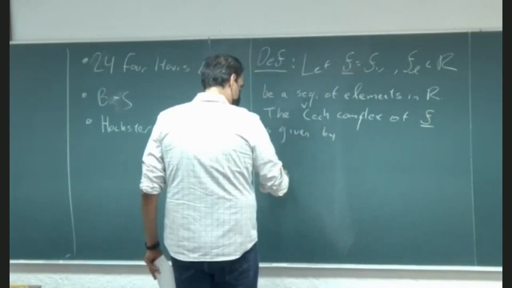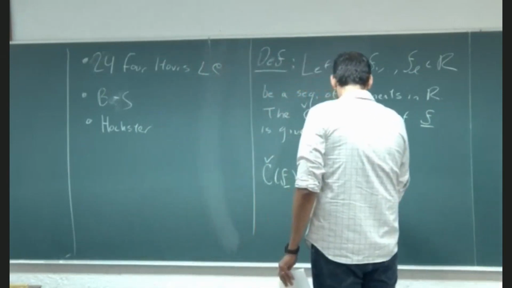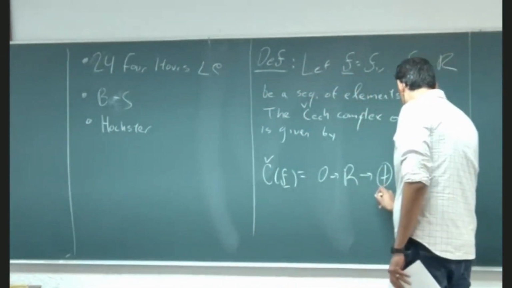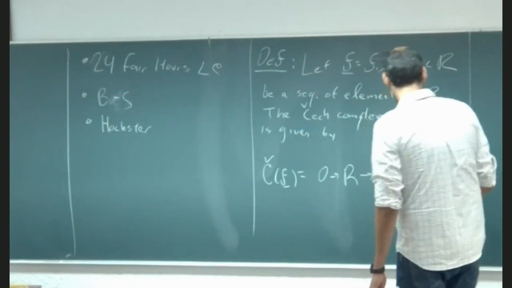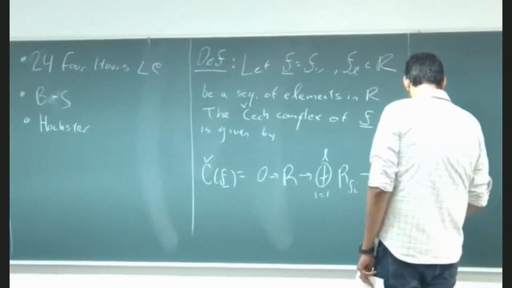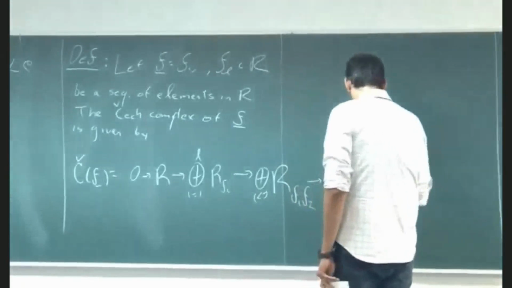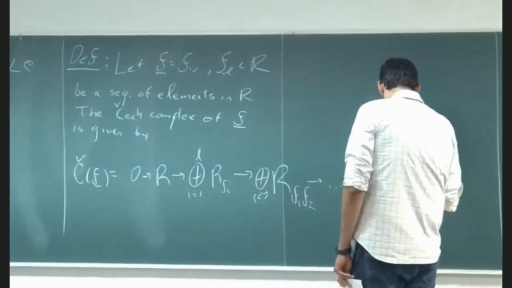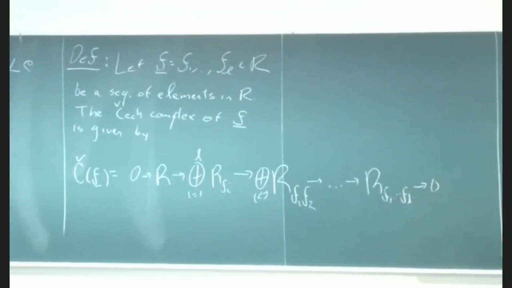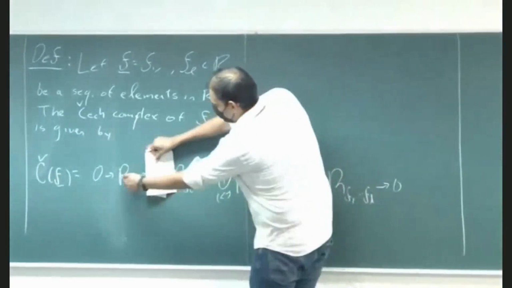We take 0 and then R, and then we take the sum of all the localizations at any one of these elements, and then we go to the localization at the product of two elements, and then we continue until we get the localization at all of them, where every map goes from one summand to another summand.